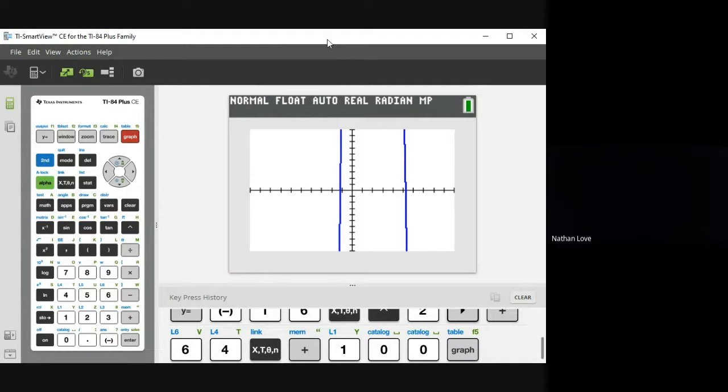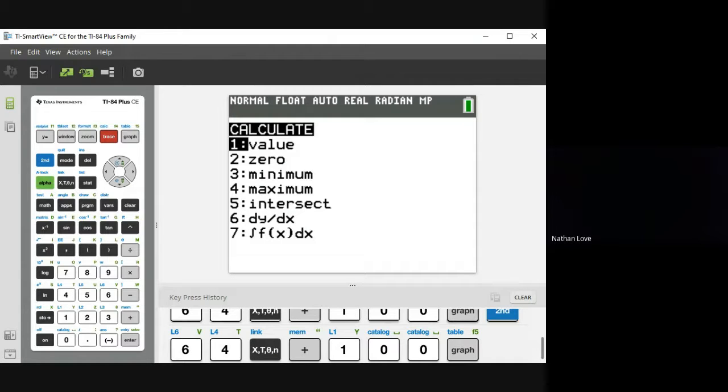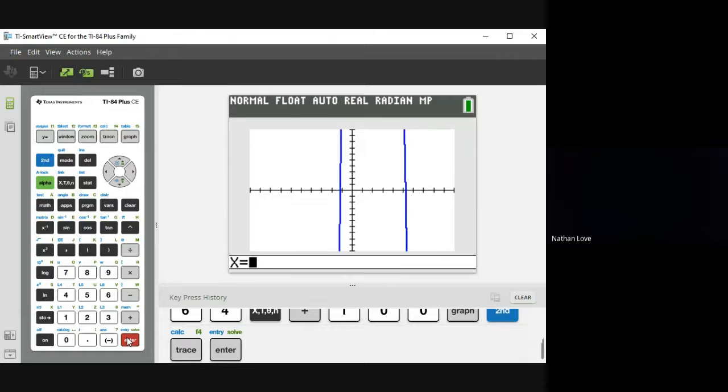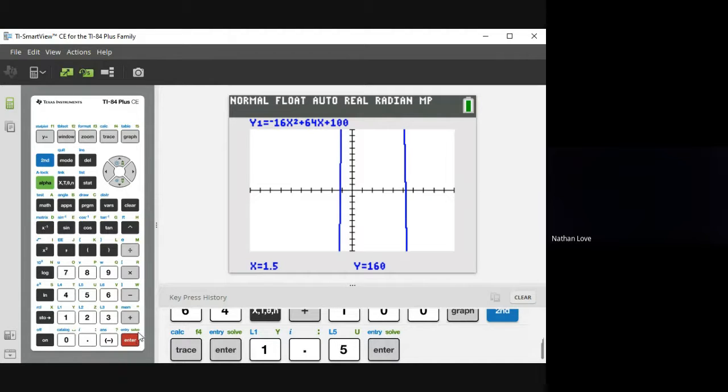In this case, it says we want to find the height of the pumpkin in 1.5 seconds. So you're going to go to second, calculate, and anytime you're talking about time, if I give you time, then you can use value. It's underneath the trace button right there next to the graph button. So it's second, that button. Then you go to value and hit enter. And we're going to type in 1.5. Hit enter. And it's going to give you 160 feet.